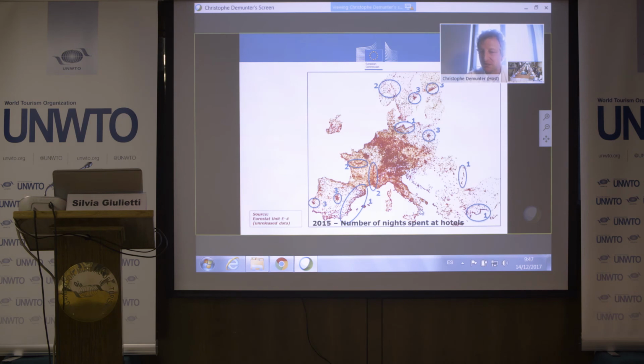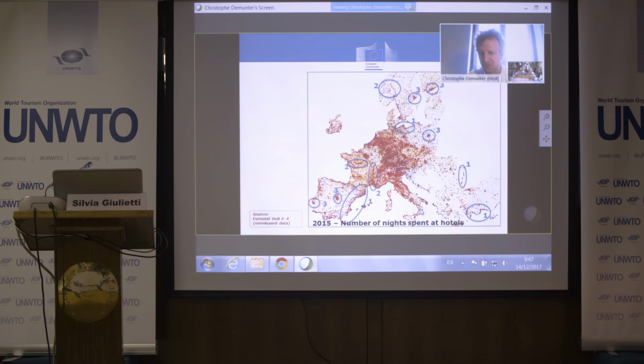We can observe quite special regions that we cannot observe with the current data. For instance, the ones in group 1 are the coastal areas. So of course, you do see a higher tourism intensity in coastal areas as compared to the rest of the regions in question.